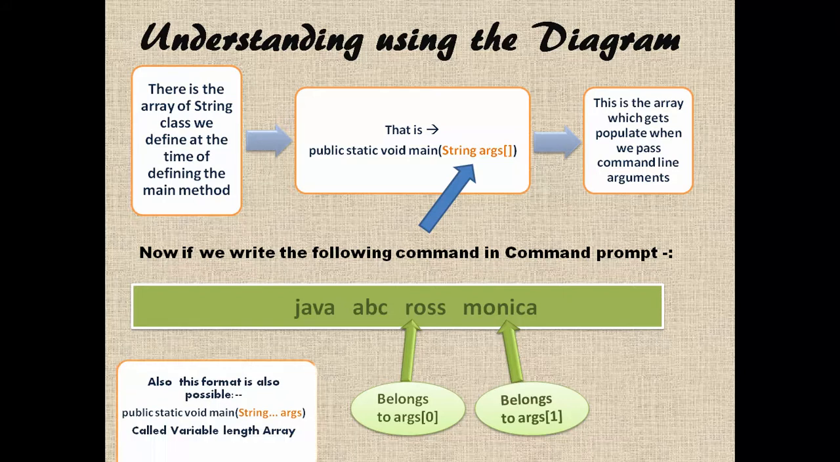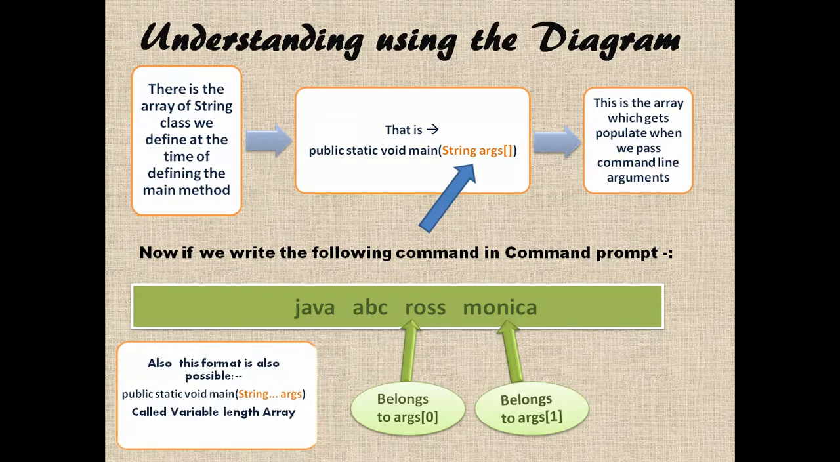For extra information, the format which is also possible is public static void main followed by String, then three dots, and then the name of the array. This is another representation which we can use for any type of array, called variable length array.